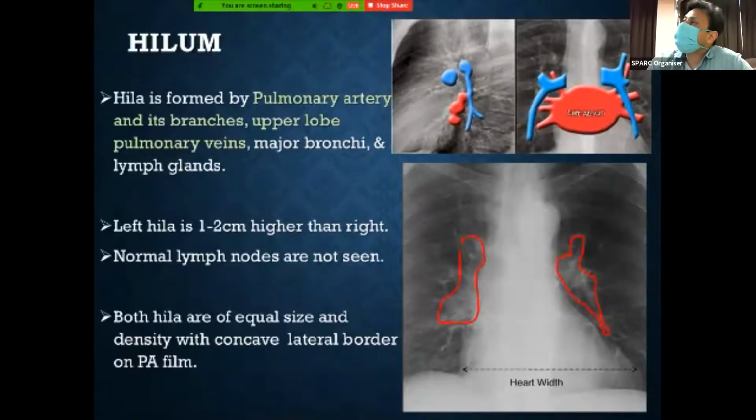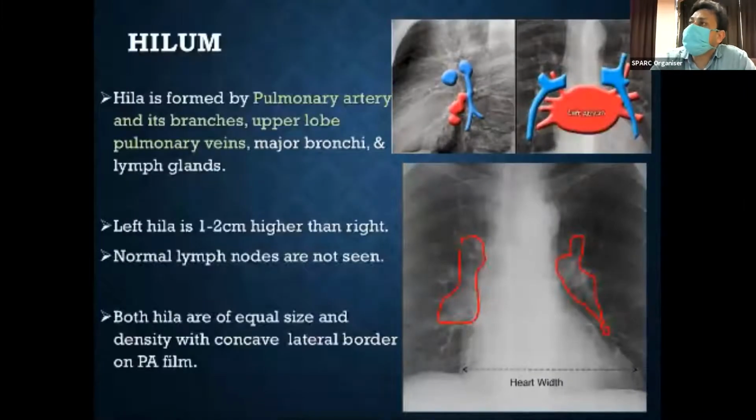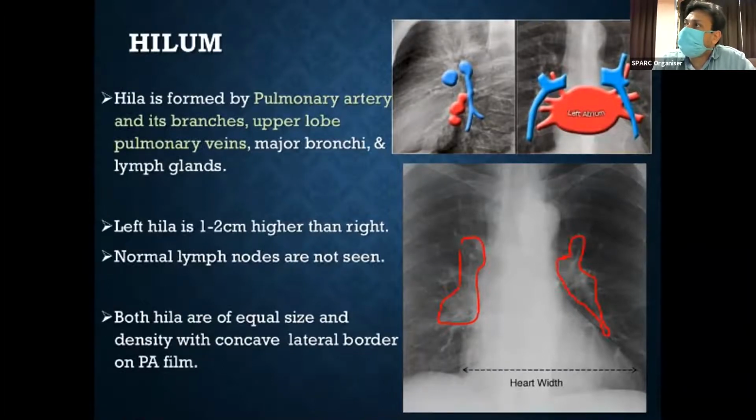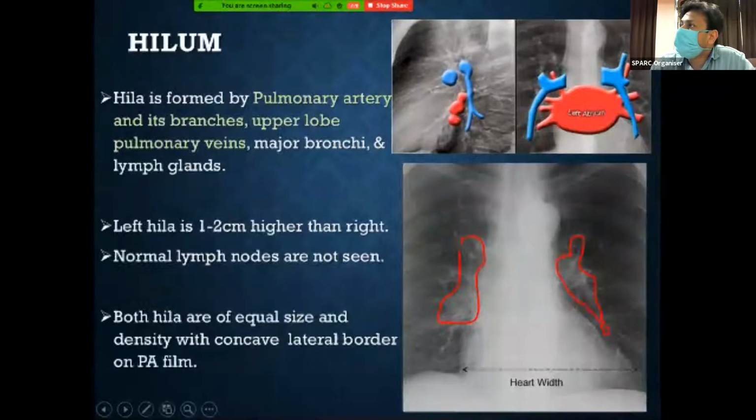Now, after seeing the heart, we see the hilum. So what is the hilum? Basically, from the heart, the major pulmonary vessels, that are pulmonary arteries and veins, supply the lung. So they form opacity in the center part of the lung. These are called hilum, and the main components of the hilum are pulmonary vessels, bronchi, and some lymph nodes, which are usually small, not large.